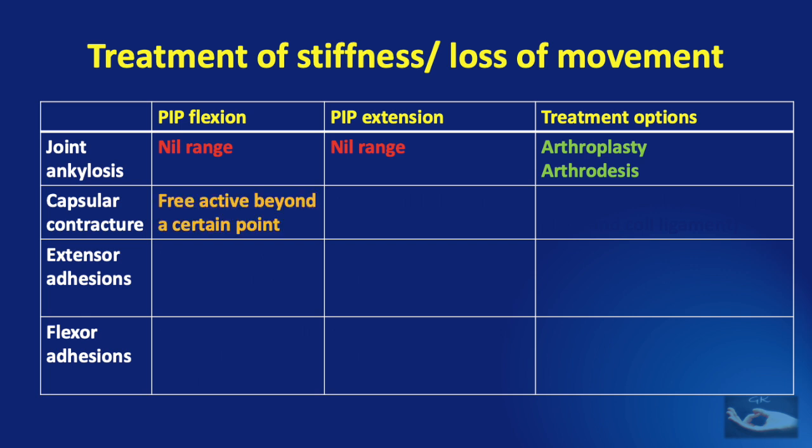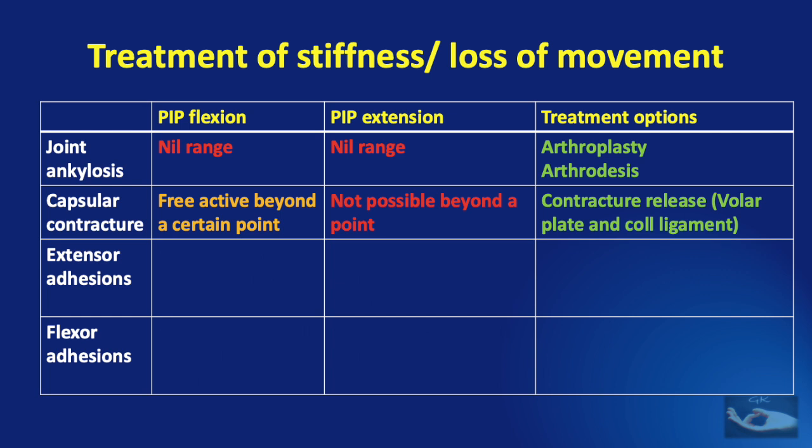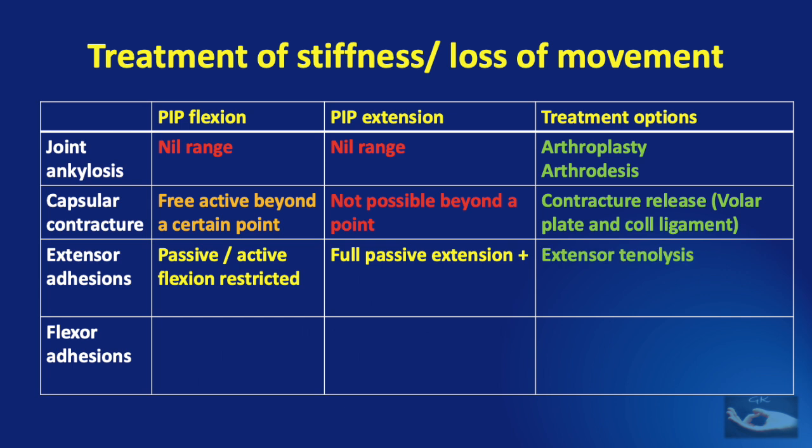In capsular contracture, there will be a free active motion beyond a certain point in PIP flexion, and extension of the PIP joint will not be possible beyond that particular point. In such a situation, contracture release, that is, volar plate release and collateral ligament release needs to be done. In case of extensor adhesions, passive and active flexion will be restricted, but full passive extension of the proximal interphalangeal joint will be possible. Extensor tenolysis is indicated in this condition.